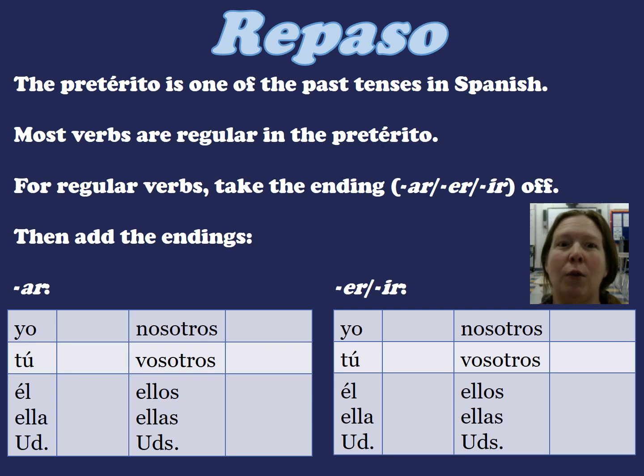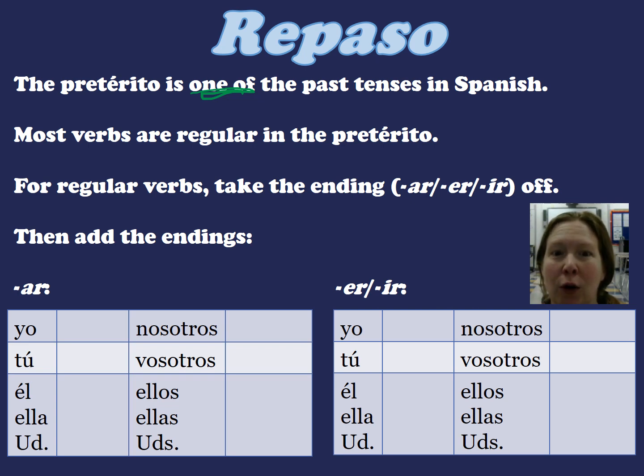review. Remember that the pretérito is one of the past tenses in Spanish. Now this is really important, this idea of it being one of. It is not the only past tense. In fact, you will learn another past tense next year. Most verbs are regular in the pretérito. That's what makes them regular, is the fact that they are common. So the vast majority of the verbs that you need to conjugate in the pretérito are going to be regular.